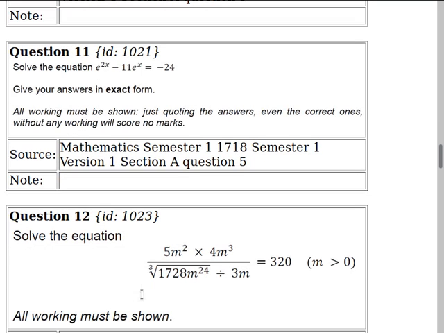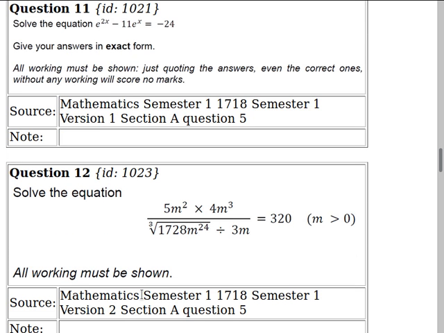The next one is same deal. 11. Now be careful. Exact form. Can you see anything?